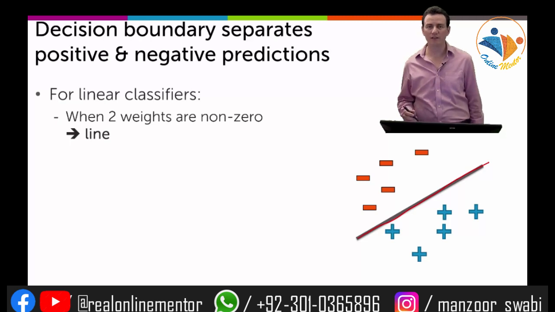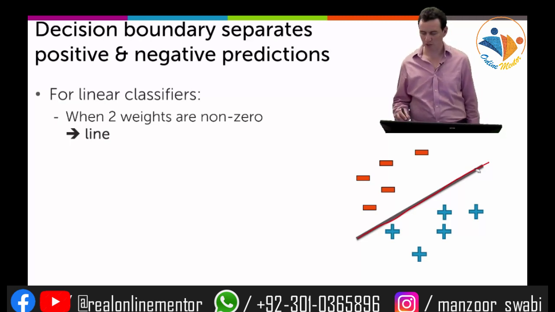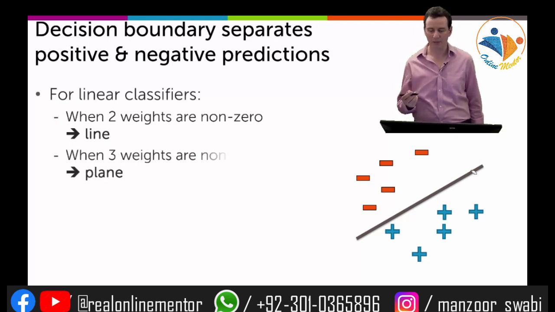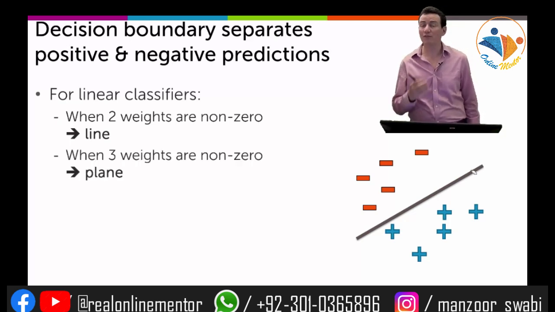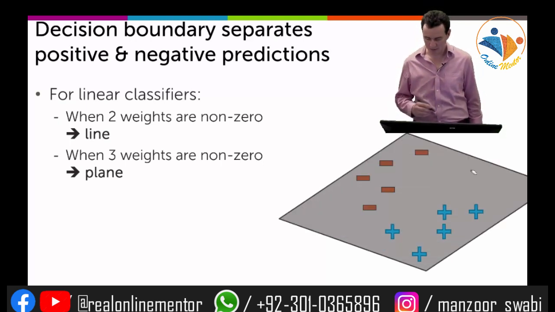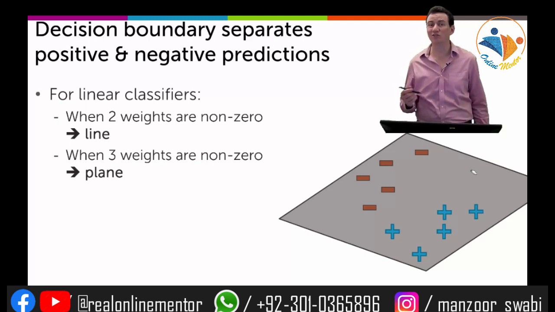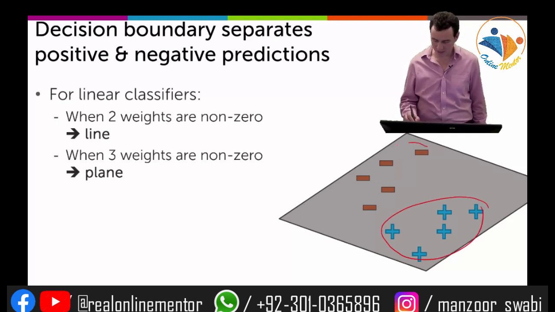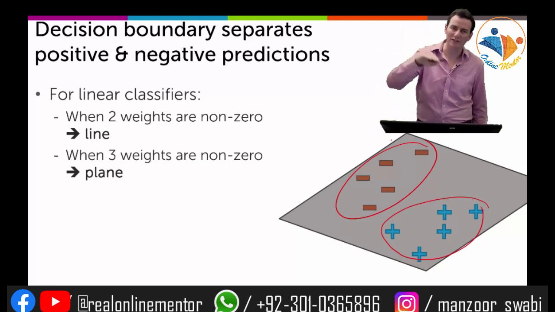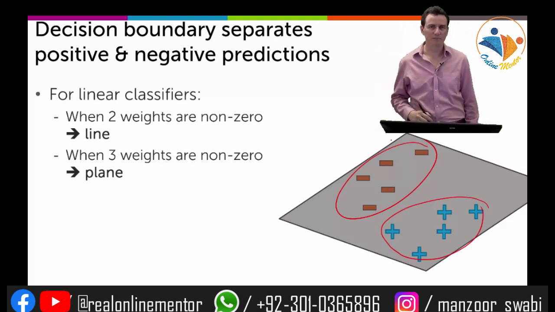But that situation will differ as we increase the number of features. So in 2 dimensions, a linear function is a line. In 3 dimensions, if we have 3 words, for example, that have non-zero weight, and everything else has 0 weight, then what you get is a plane. It's a little hard to draw in 3D, but the positive predictions here are above the plane, and the negative predictions here are below the plane.